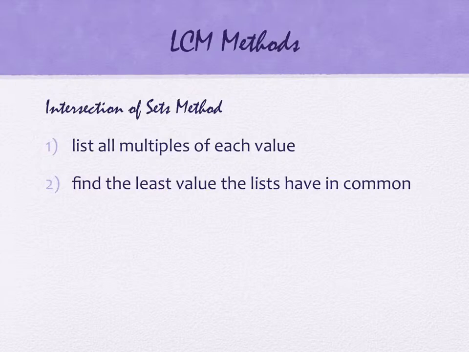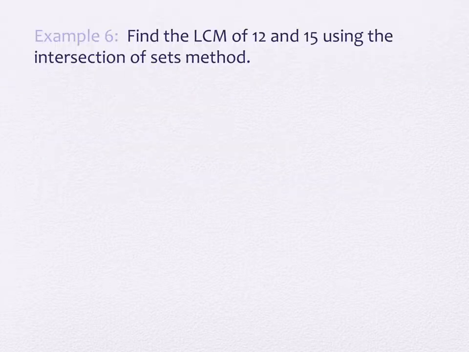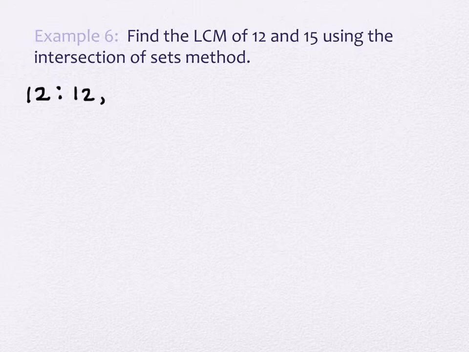All right, so let's do an example. You can see how it works. We're going to use the numbers 12 and 15. And we're going to make a list of multiples. So 12's first multiple is 12. You're always starting with itself. What's the next multiple in the list of 12's? 24. And we'll write out, I don't know, 5 or 6 of these.